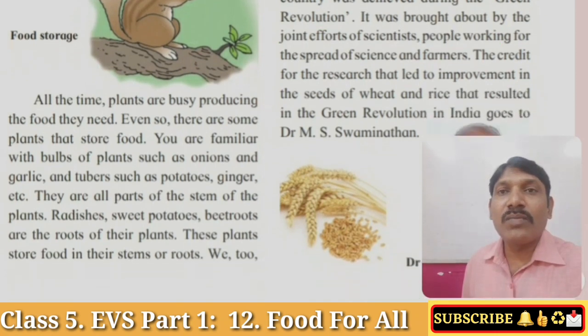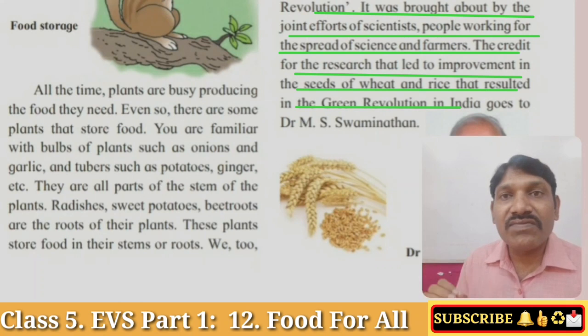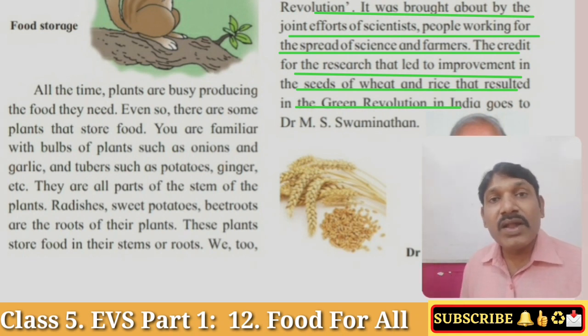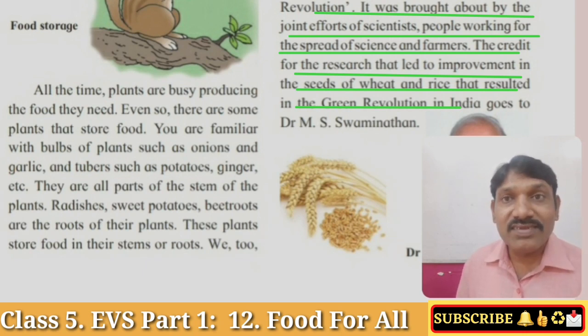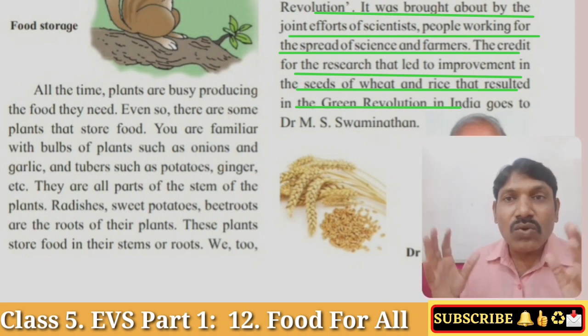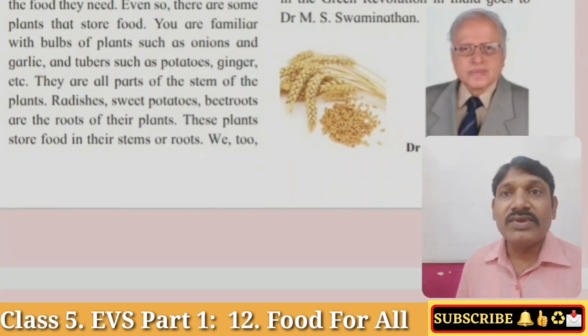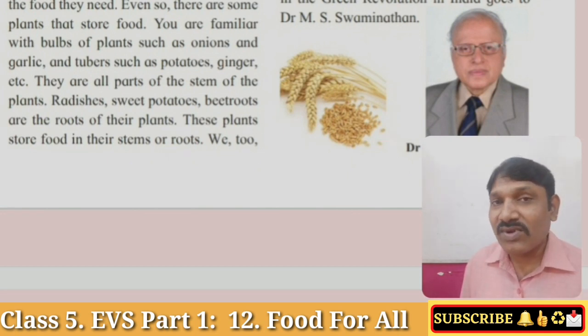It was brought about by the joint efforts of scientists, people working for the spread of science, and farmers. Yes student, the reason behind the Green Revolution is the efforts of the scientists and the people who are spreading the knowledge of science among the farmers. Okay student, and the credit for the research that led to improvement in seeds of wheat and rice, which resulted in the Green Revolution in India, goes to Dr. EVS Swaminathan. See student, here we can see the picture of Dr. EVS Swaminathan, and because of him the Green Revolution was possible. Okay student, have you understood? Very good.